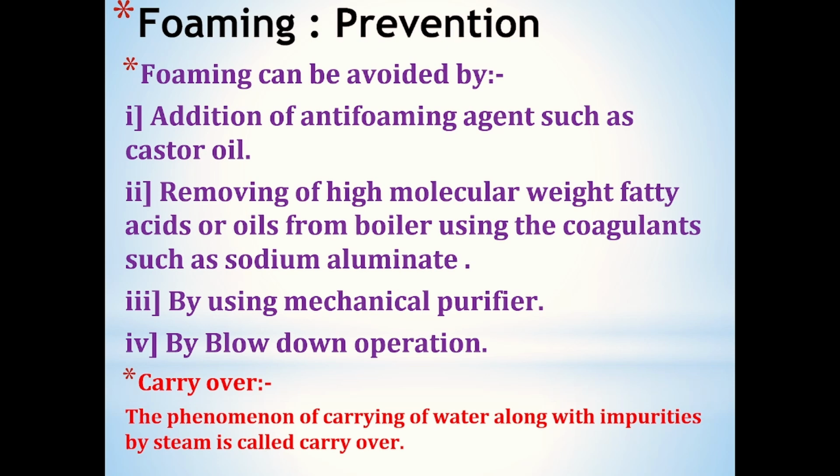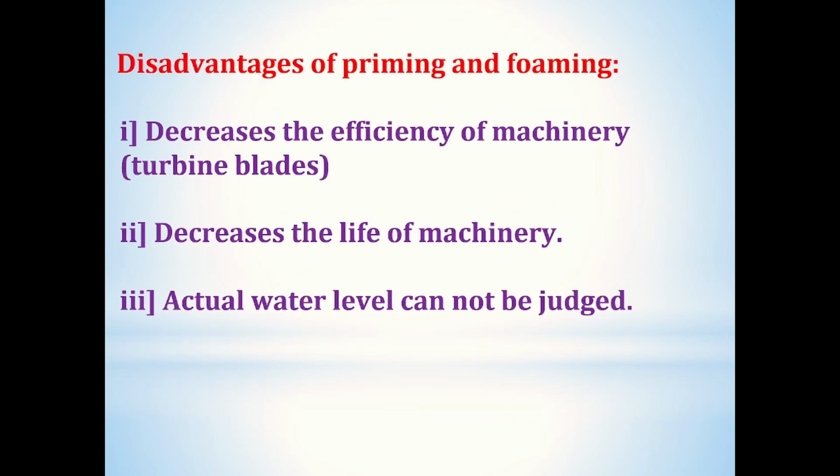Now what is the blow down operation? It is nothing but frequently draining out the water from the boiler, and making up, or feeding, fresh water into the boiler for the steam generation. Disadvantages of priming and foaming: it decreases the efficiency of the machinery, that is turbine blades. It decreases the life of the machinery. And third, the actual water level cannot be judged due to the formation of foam in the boiler.